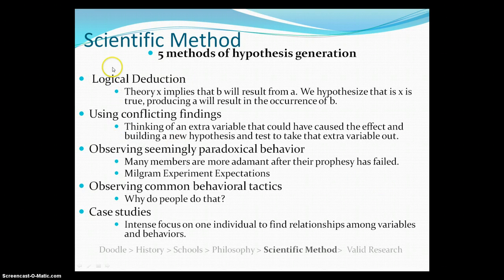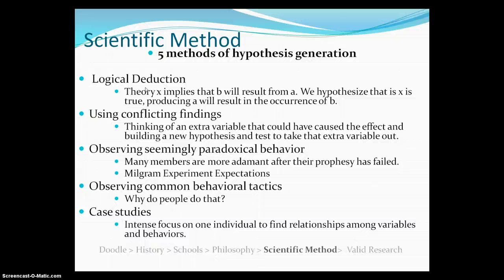So this first, logical deduction, in other words, reasoning. We have a theory already, and theory X implies that B will result from A. So if we hypothesize that X is true, producing A will result in the occurrence of B. So we're just, if you see, we're switching those around. If we hypothesize that the theory is true, producing A will result in B happening.